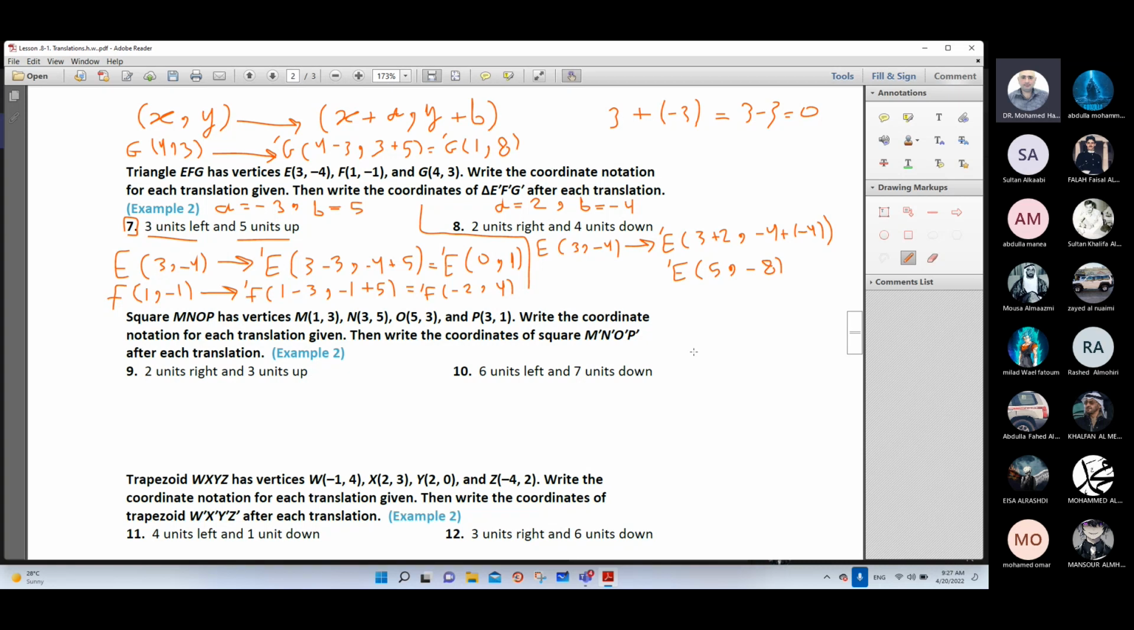Okay? And the second vertex, F, 1, minus 1. So F prime, 1 plus 2 will be 3, and negative 1 plus negative 4 will be negative 5.